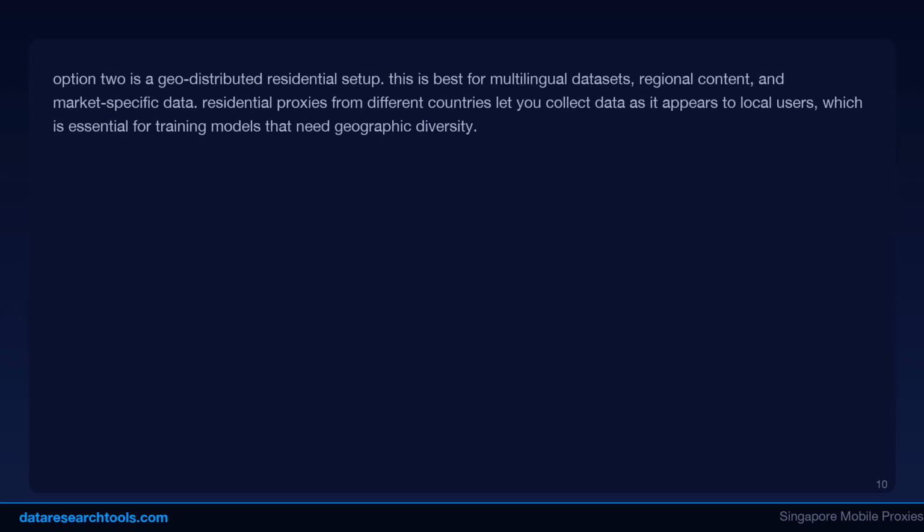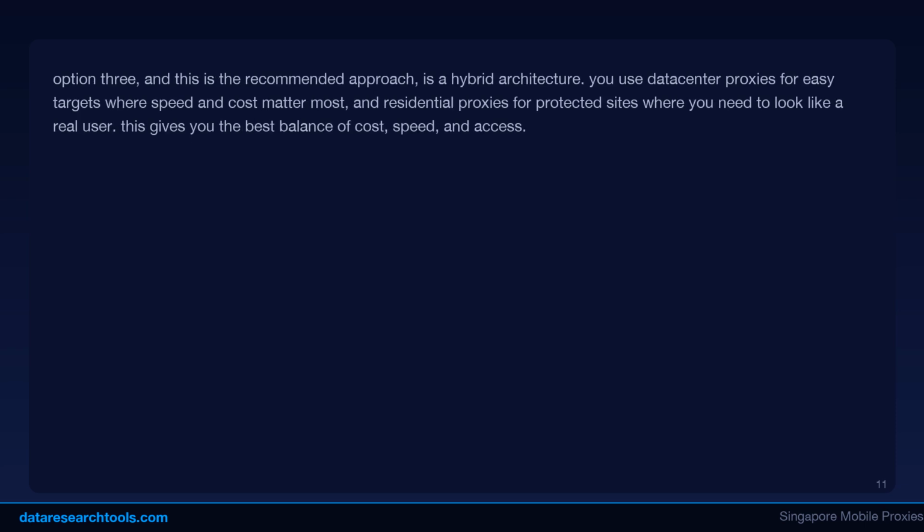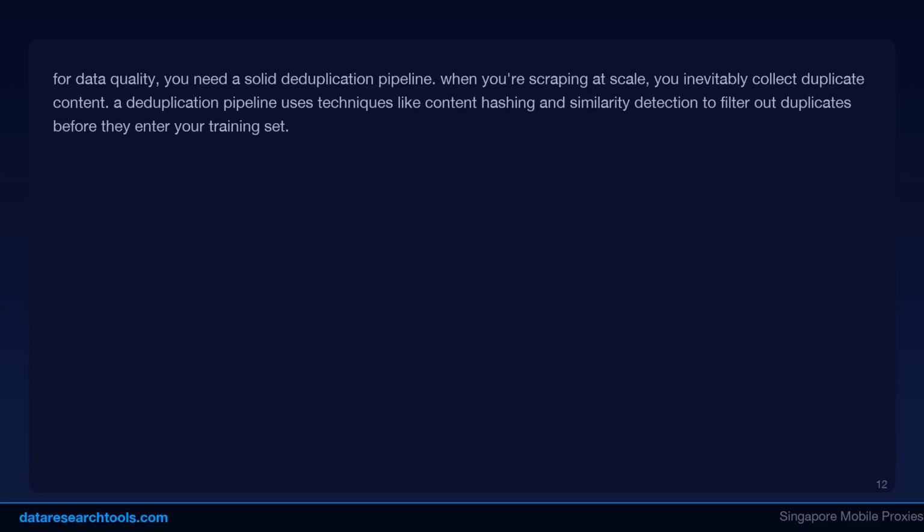For a recommended architecture, a typical ML data collection pipeline uses tiered proxy pools. The first tier is datacenter proxies for initial discovery and URL collection. The second tier is residential proxies for actual content extraction from protected sources. And the third tier is mobile proxies for high-value targets that block everything else. This tiered approach optimizes cost while maintaining high success rates across different target types.